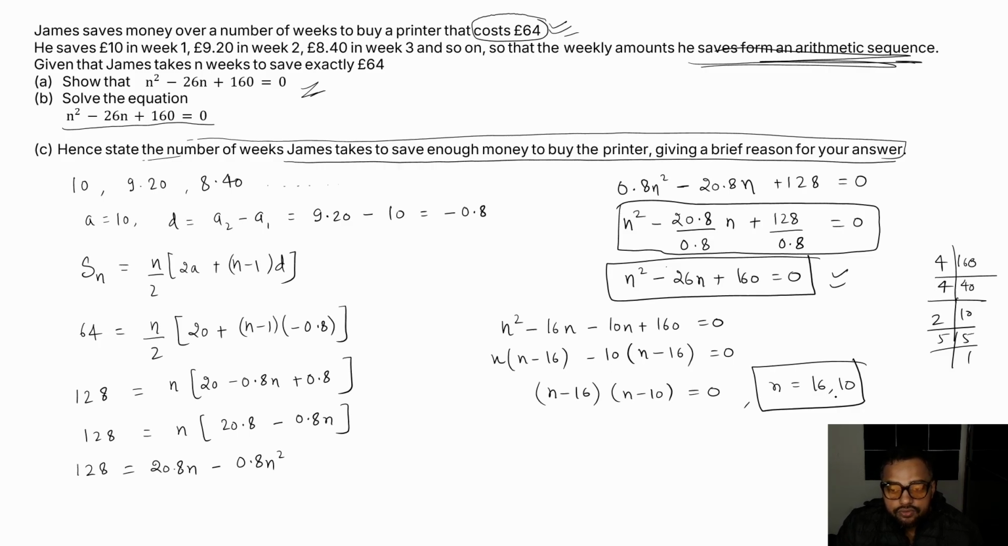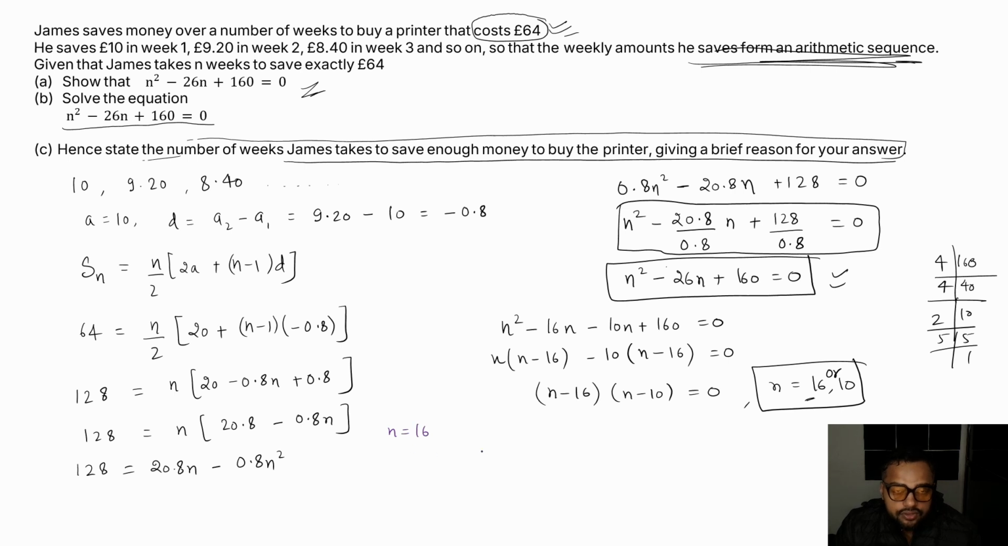Now n is equal to 16, or it could be 10. If we are taking the number of weeks as 16, we just need to see what the number of terms will be here. For the first case, I'll be writing separately here: the first case is n equals 16.